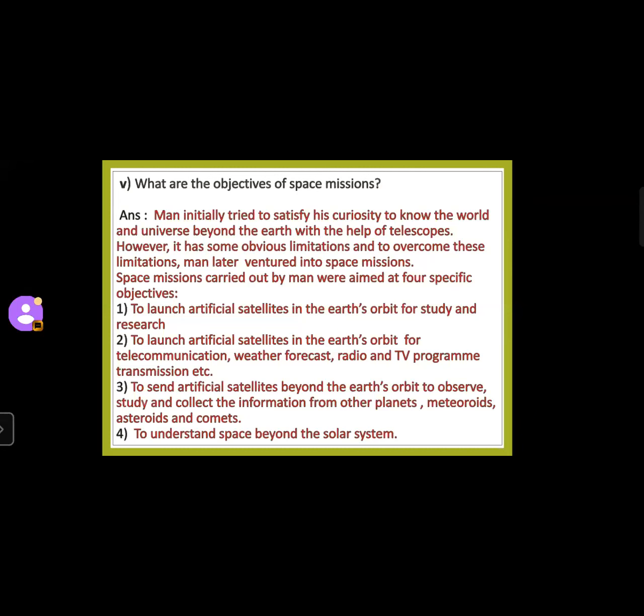Second is to launch artificial satellite in the Earth orbit for telecommunication, weather forecast, radio, and TV programs. So this is your second objective. Third one is to send artificial satellite beyond the Earth orbit to observe, study, and collect the information from other planets, meteoroids, asteroids, and comets. And last one is to understand space beyond the solar system. Now, these are the objectives of space mission.